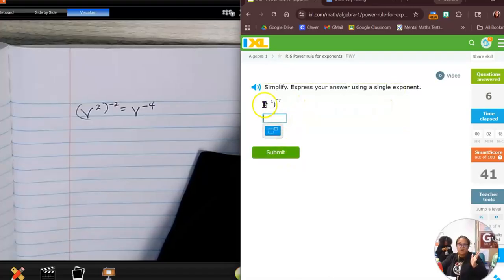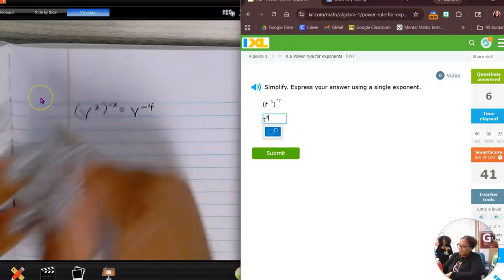Ooh, got it. Okay, now let's get this one right. A negative times a negative is a positive. Negative 1 times negative 7 is 7. So this is t to the 7th power. But let me show my work.